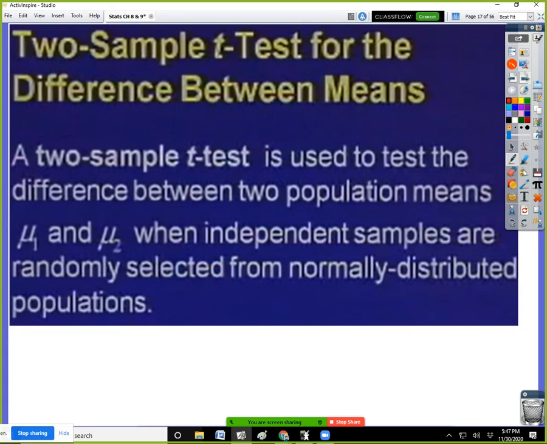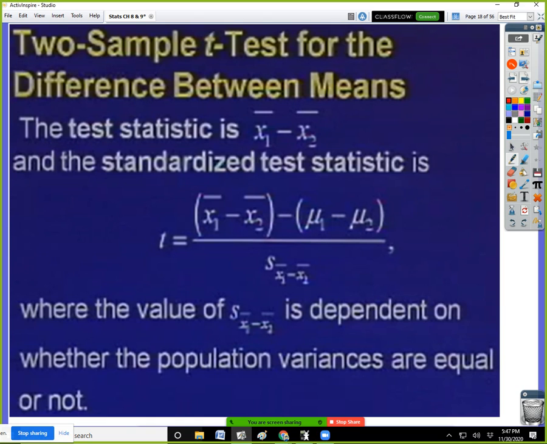Okay, so a two-sample t-test is used to test the difference between two population means, mu sub 1 and mu sub 2, when independent samples are randomly selected from normally distributed populations. So we're trying to figure out how they differ. Now, the t-statistic is still the same deal as the one for the other variable, where these terms basically go to 0 in our old ones. Remember that? The value of s of x1 minus x2 is the only part that's different.